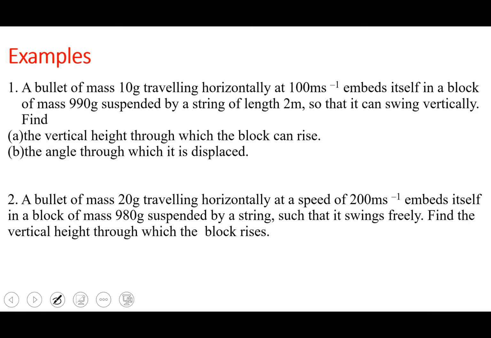A bullet of mass 10 grams, traveling horizontally at 100 meters per second, embeds itself in a block of mass 990 grams suspended by a string of length 2 meters so that it can swing vertically. Find the vertical height through which the block can rise, and the angle through which it is displaced.